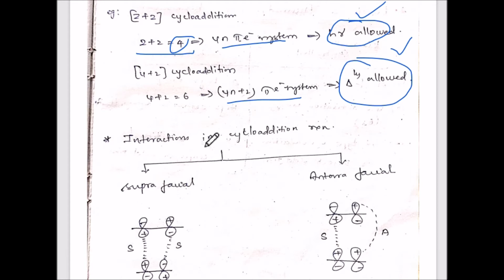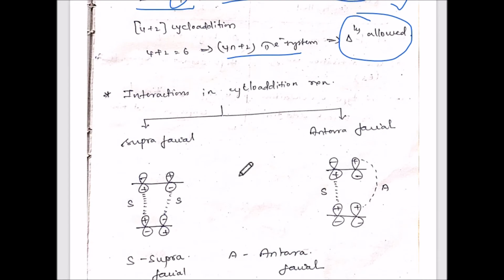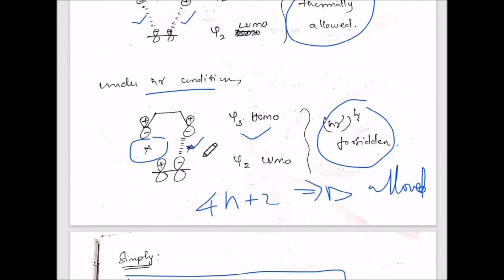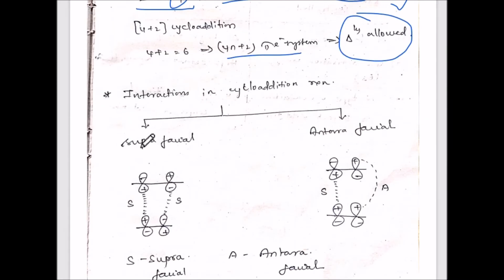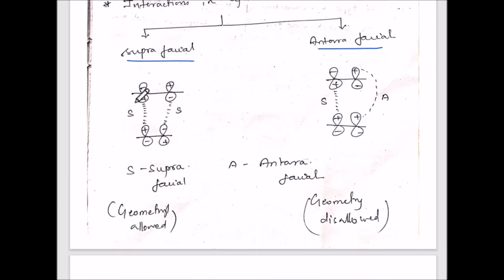Let's go with the next part, that is the interactions in cycloaddition reactions. What type of interactions are possible? Because the bond is forming, right? Now you'll see here there are two types of interactions. One is the suprafacial interaction, and the other is the antarafacial interaction. Suprafacial is nothing but both are symmetry allowed, right? You see here, this minus and minus are interacting directly, and this plus and plus, the symmetries are matching, and it is supra, and here it is also supra, and you call this interaction a suprafacial interaction.